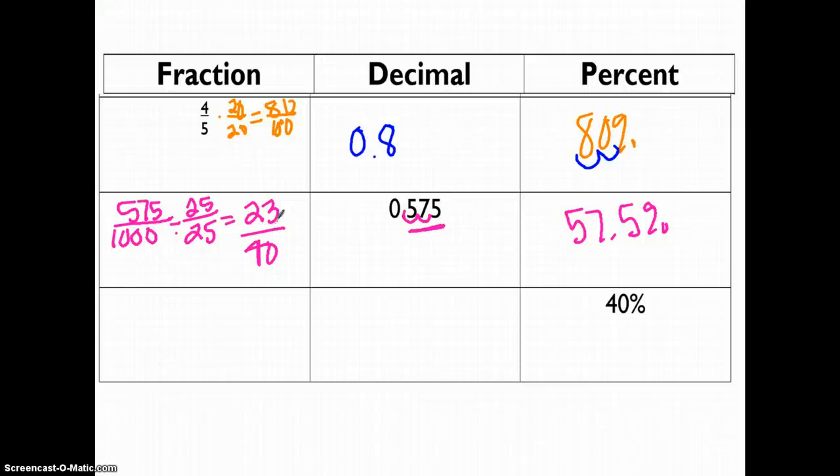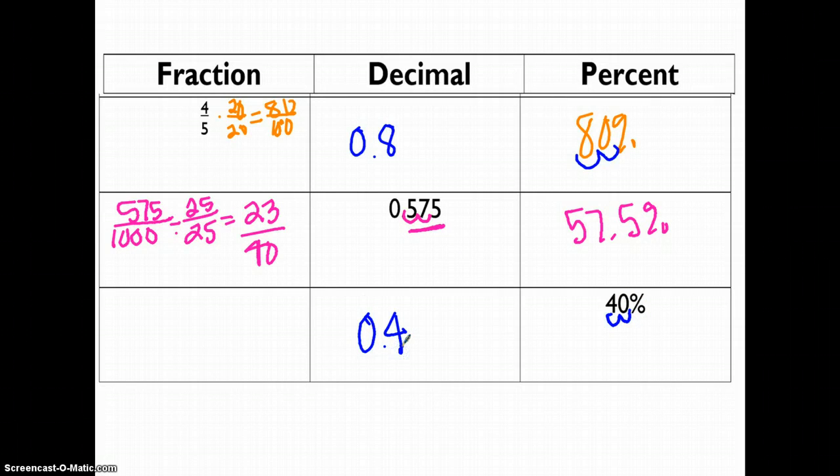Okay, so now my last one, I'm taking 40% and I'm changing it into a fraction and into a decimal. So how I do this is I'm first going to change the percent to a decimal, and I do this by swooping away from the percent sign. So I swoop once away, twice away to the left, and I get 0.4.